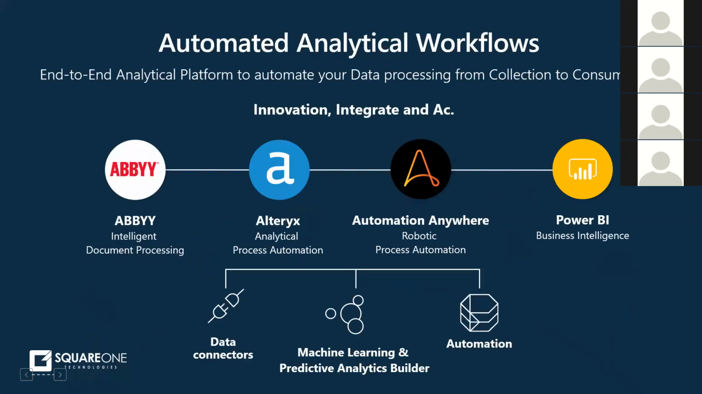So today we are speaking about automated analytical workflows, an end-to-end analytical platform to automate my data processing from the collection of the data in its sources, in its raw form, to the consumption of this data. As Nader and Mohammed were saying, we will be combining multiple technologies together in harmony to reach the result that we intend. We have ABI to cover the intelligent document processing, Ultrex to handle the analytical process automation, robotic process automation by Automation Anywhere, and finally Power BI for the BI.